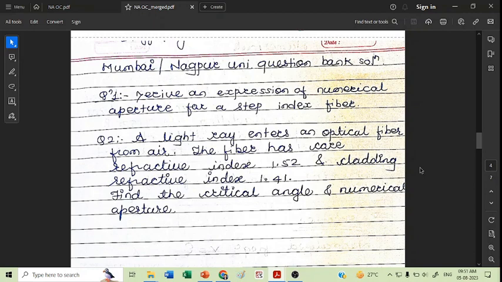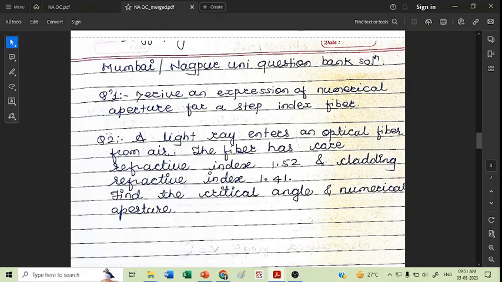Question number 1 is derive an expression of numerical aperture for a step index fiber. This question is asked in Nagpur University and RTM Nagpur University and Mumbai University as well. In RTM University there is one subject in 7th semester, optical communication. This question is asked under this course, and in Mumbai University engineering physics 2 is a course, and the question is asked under this course.